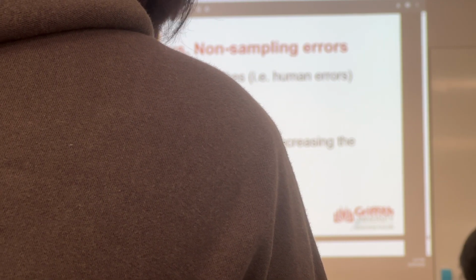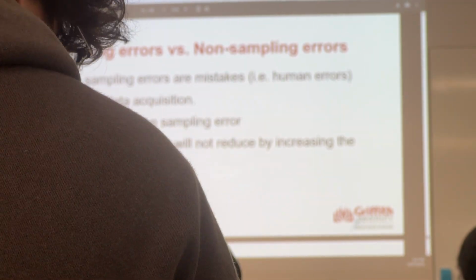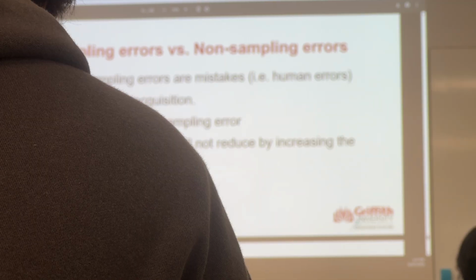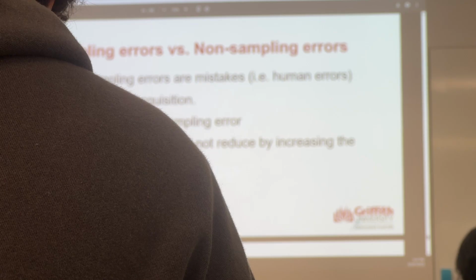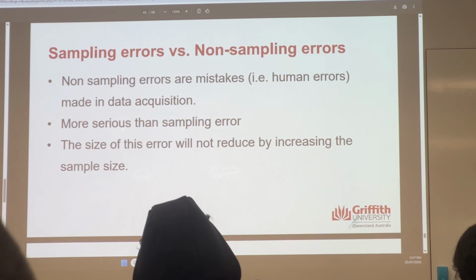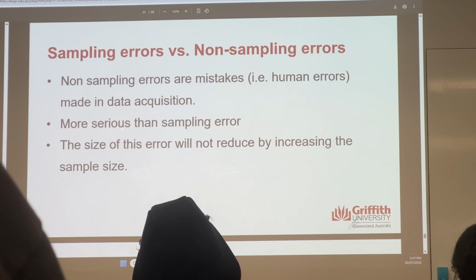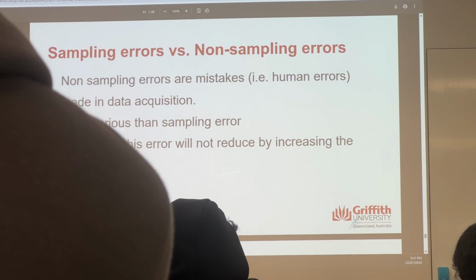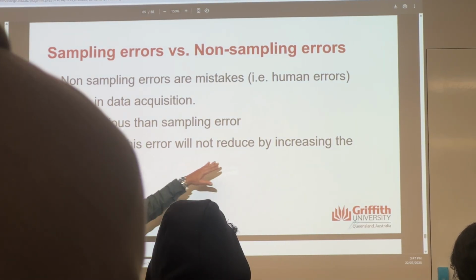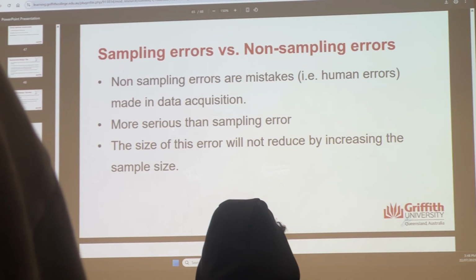If your sample is smaller, you are very likely to make a sampling error. If you can't make a sample bigger, that's not your problem. But if your sample is small because you don't have enough money or enough time, then you are going to make a big sampling error. But if you make these human errors, they will not go away even though you increase the sample size.